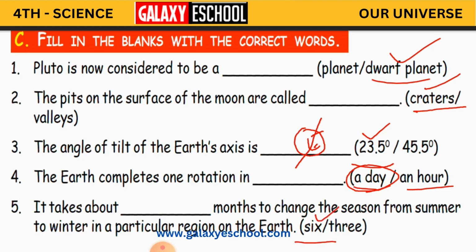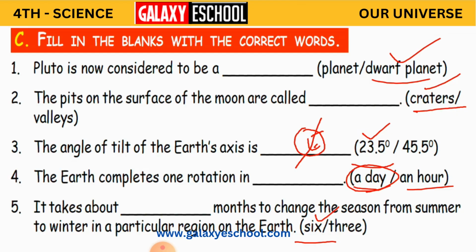In between, for every 3 months the season is going to change. If you have summer for 3 months, again you will have autumn for 3 months, again winter for 3 months, spring for 3 months, and again summer continues. So this is a cycle which repeats one after the other. But from summer to winter it is going to take 6 months. Clear, children?